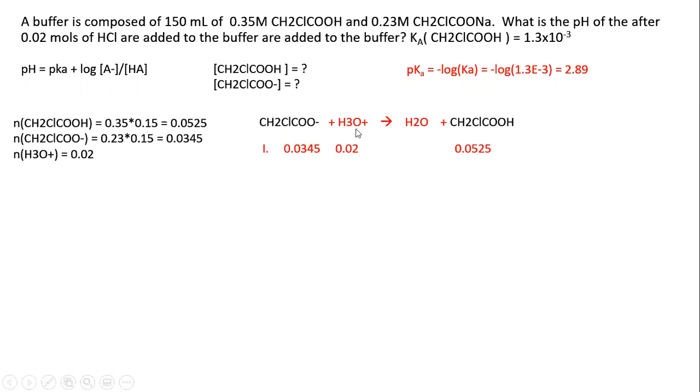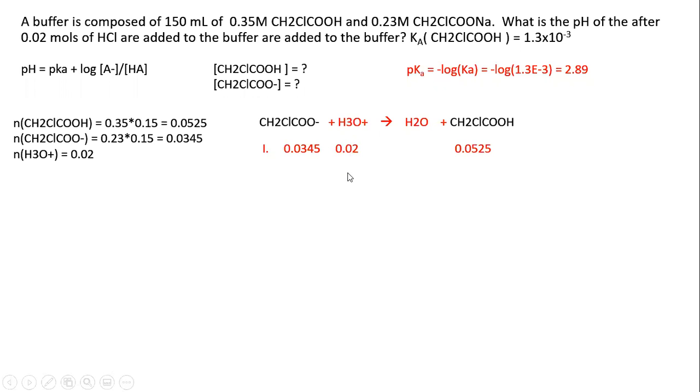So the conjugate base reacts with the strong acid and forms weak acid. You always subtract the lesser one from the greater one, and as long as the moles of strong acid or moles of strong base is the lesser one, your buffer is intact. Whenever you notice that the moles of strong acid or the moles of strong base are greater than the moles of weak acid or base, then your buffer has been destroyed, and you simply see how much of the moles of the strong acid or base remains to calculate the pH.